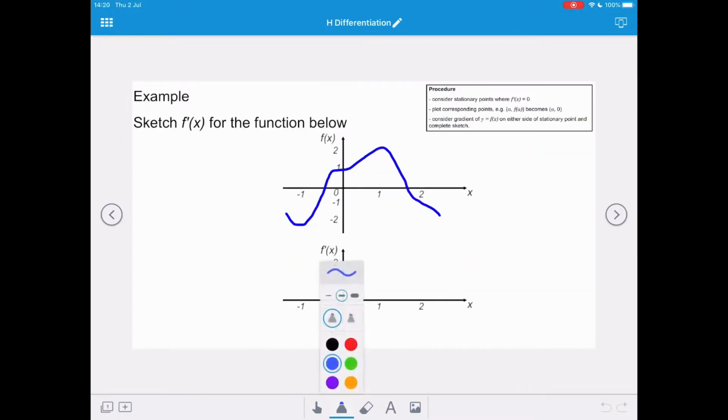So if we want to sketch the derived function for the function shown in this graph, we need to consider our stationary points. So that's when the gradient is going to be 0. So we've got a gradient of 0 at (-1, -2), at (0, 1), at (1, 2), and then a falling point of inflection at (2, -1). And we can plot these onto our graph of our derived function at (-1, 0), (0, 0), (1, 0), and (2, 0).